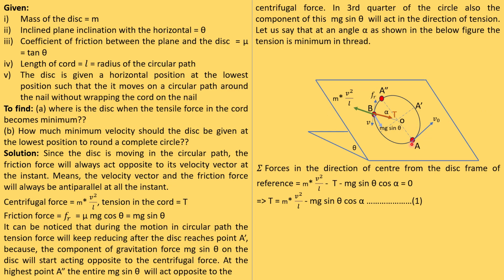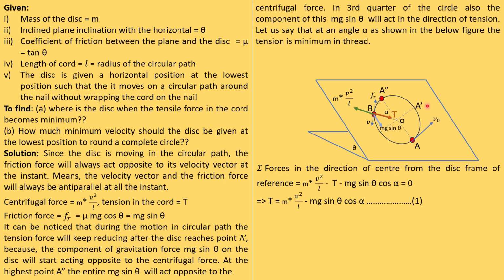The disk was at the lowest position here at A. The velocity imparted is V0. It is attached to the thread or cord of length L. The radius of this circle is L. The center is O. So because of the velocity, it will start moving on a circular path.